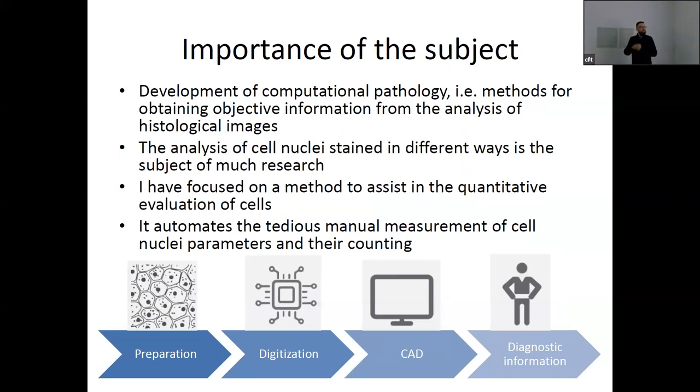So to sum up this part, the importance of this subject is that the automation of digital pathology and quantitative pathology, the analysis of stained nuclei, is the subject of much research. And I focus on the method to assist the quantitative evaluation. So I focus on quantifying the cells, quantifying the nuclei marked with some specific marker.